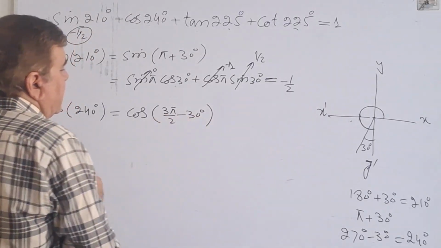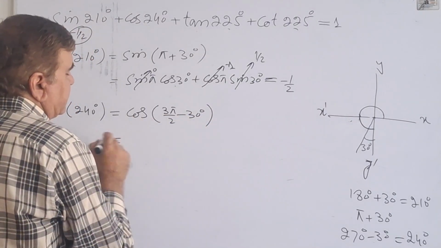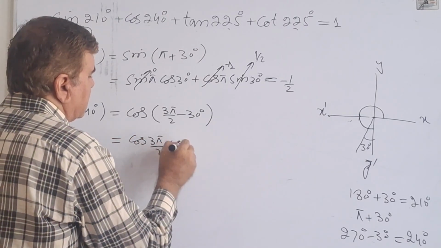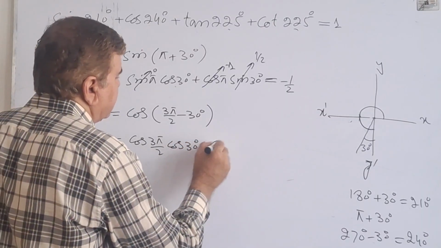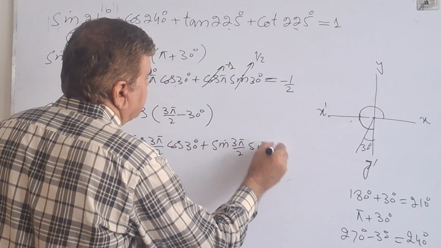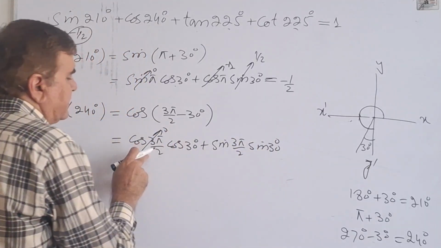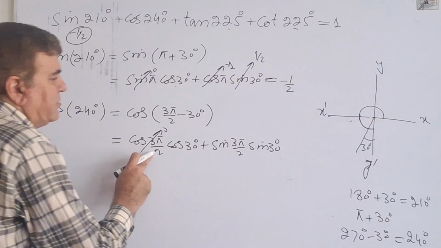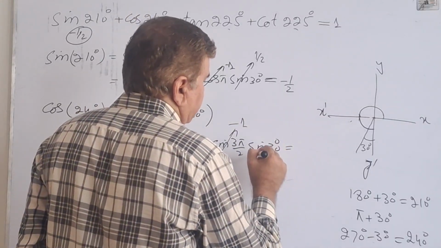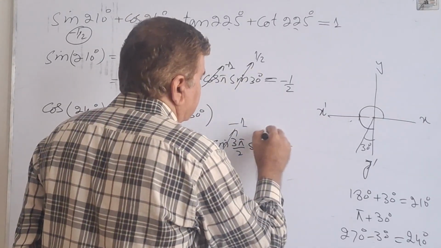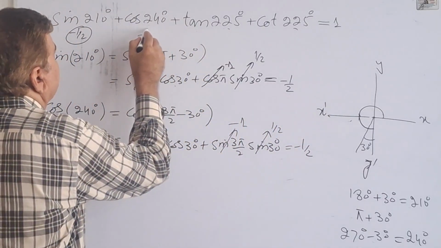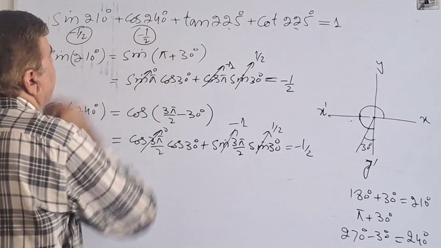So using the difference formula of cosine, I can write this as cos 3 pi divided by 2 cos 30 degrees plus sine 3 pi divided by 2 sine 30 degrees. This goes to 0 as this is cos of an odd multiple of pi by 2, and sine 3 pi by 2 goes to minus 1. Since sine 30 is half, we are left with minus half. That means this term equals minus half.